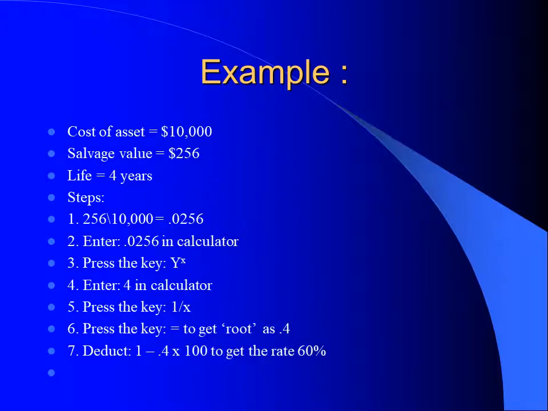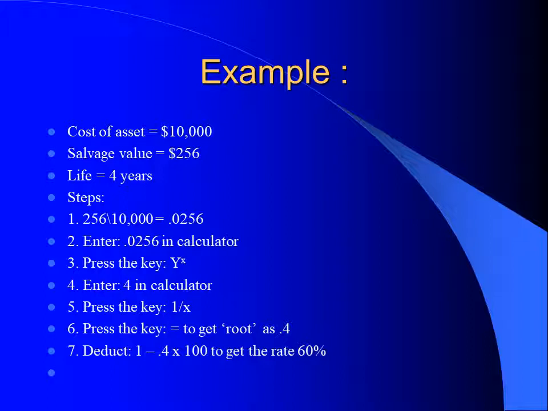And here is an example for you to clearly understand all the calculations. And you need to practice this to get a hang of it. So if the cost of the asset is $10,000 and the salvage value is $256 and life is taken as 4 years, the first step, you divide the salvage value by the cost of the asset to get the figure that is 0.0256.